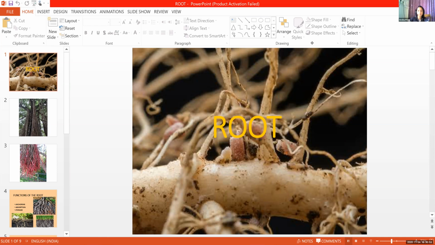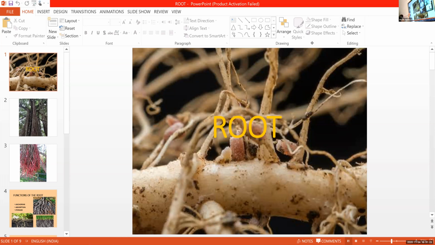If I say there are some roots that are present above the soil, will you agree? Yes, ma'am. Why? Because there are some trees which have their roots outside. Ma'am, like the banyan tree. Very good. So you know extra information. Also the mangrove plant. Yeah, mangrove. Very good.